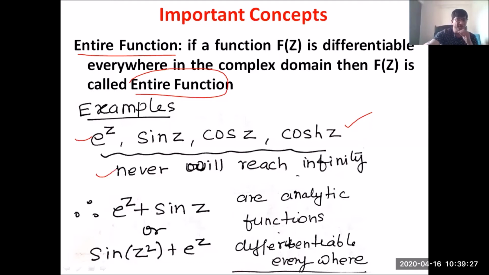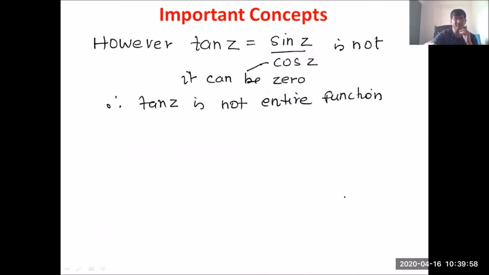And definitely, the combinations of entire functions would also be entire functions. So, for example, e^z plus sin z would be an entire function. These entire functions we also call analytic functions. Similarly, sin of z squared plus e raised to the power z is again differentiable everywhere, so we can call it an entire function, and thus an analytic function.